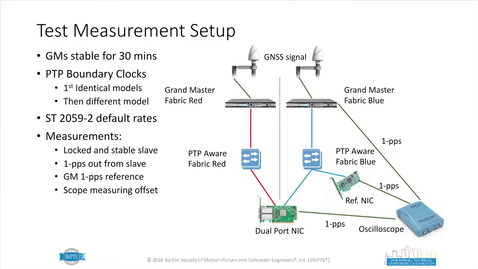So first things we did is we made sure the Grandmasters ran stable for 30 minutes. Frankly, they were up and running for more like days anyway, but we decided that whenever we would start a test, we wanted to make sure that at least 30 minutes were locked and everything was proper. We're using boundary clocks. In the first test that I'll show you, we're actually using the same identical models for the network switches. Then we decided to make things a little more interesting and use two different models, because some people are designing networks intentionally with different hardware, in terms of redundancy or in terms of possible issues, and we want to explain to you what happens if you do that, or what could possibly happen.